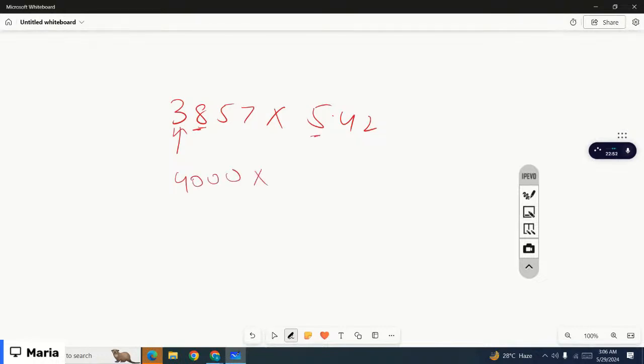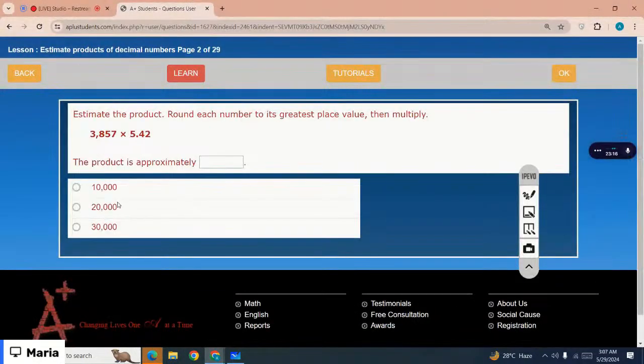Here you have 5. And after the decimal point, you have 4. That means that is less than 5. 4 is less than 5. So you need to round on the same digit. So 5 times 4 is 20. And you need to add these three zeros. So that is 20,000. The correct option is 20,000. Got it? Option number 2 is the correct option.